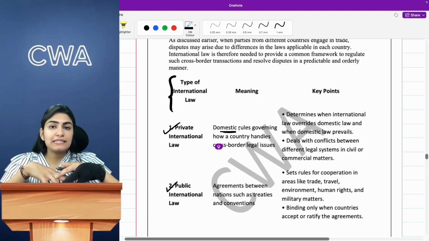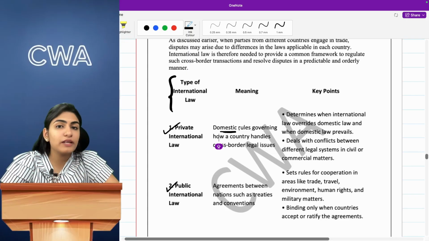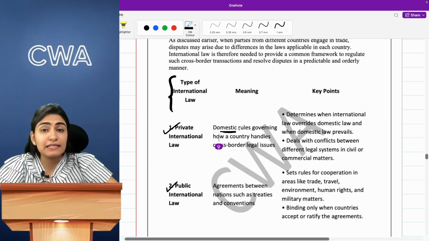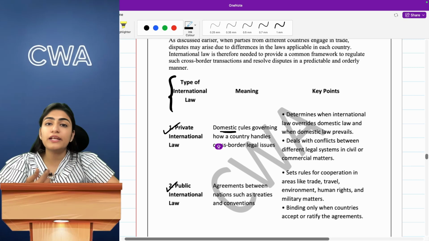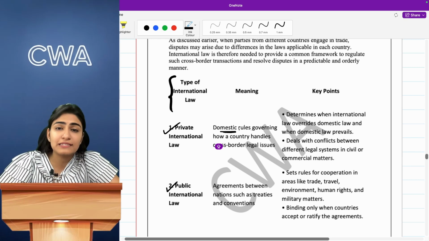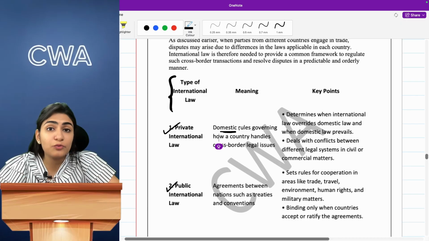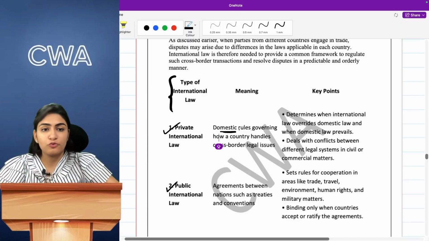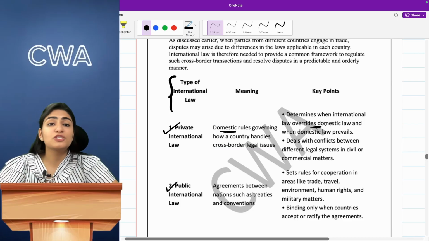Meaning, let's say you are residing in your particular country, let's say UK or India, there are some rules that already exist in your country that describe how you are supposed to deal with it if you enter into a cross border transaction or cross border trade. If any legal issues arise, what you are supposed to do. These determine when international law overrides domestic law.